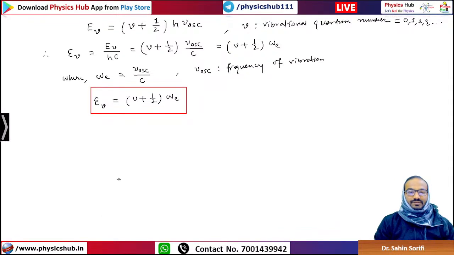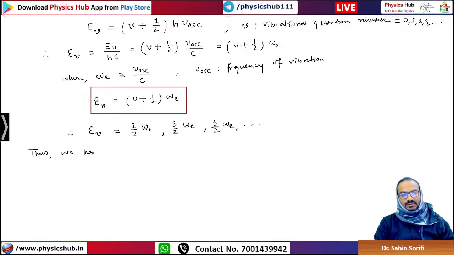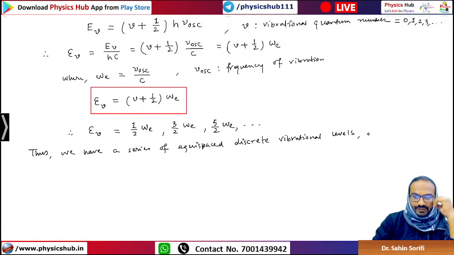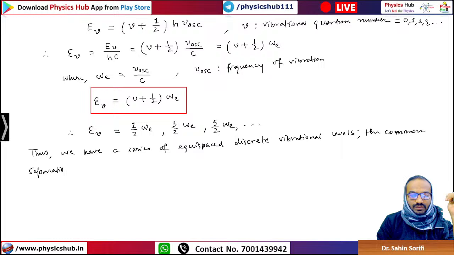So by putting different values of V, we can get different values of E_V. If we put V equals 0, we get half omega E. Then we get 3 by 2 omega E, 5 by 2 omega E, and so on. So these are equispaced levels, separated by omega E centimeter inverse. Thus, we have a series of equispaced discrete vibrational levels, the common separation being omega E. You can imagine 3 by 2 omega E minus half omega E equals omega E.